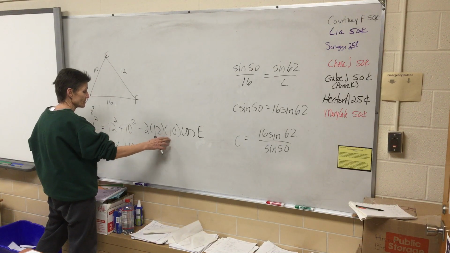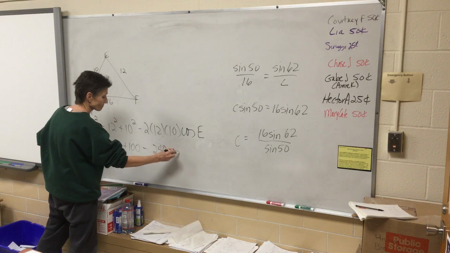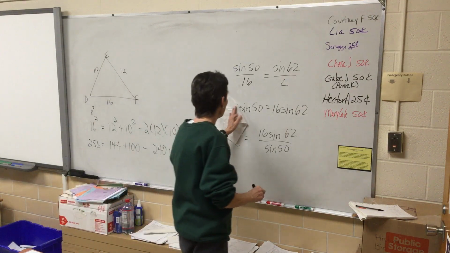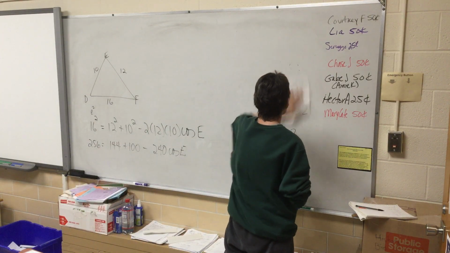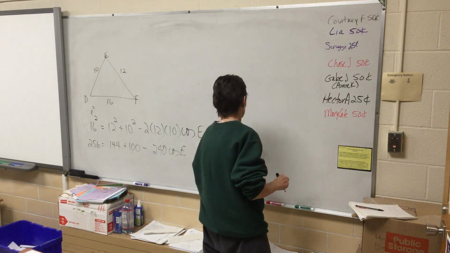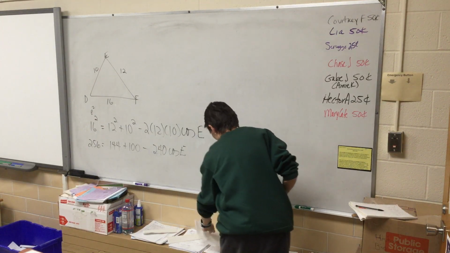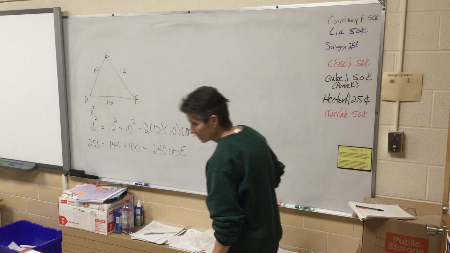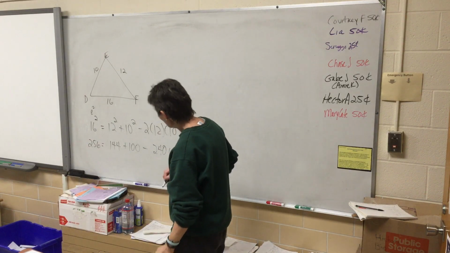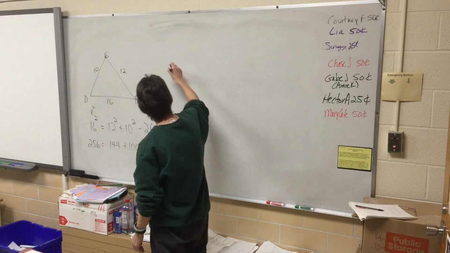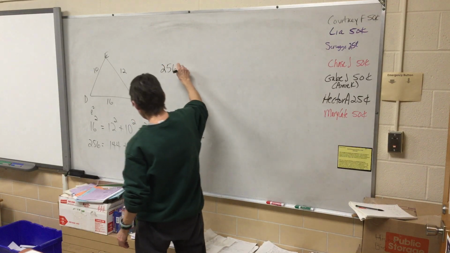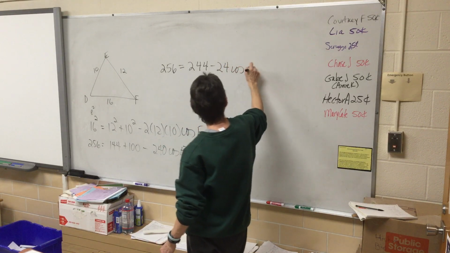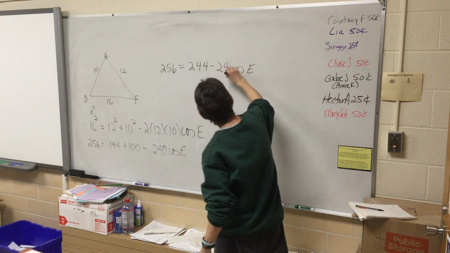2 times 12 times 10 is 240. And that's times cosine E. So what I have done is simply start doing some of the arithmetic. All right, everybody good with that? Okay, so now I'm going to go ahead and add these two together. So 256 equals 244 minus 240 cosine E.